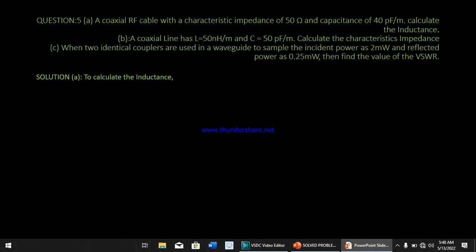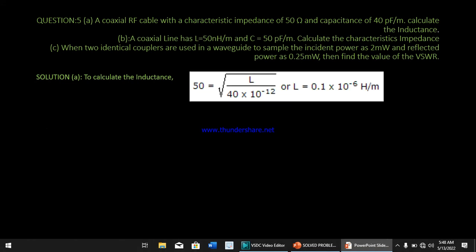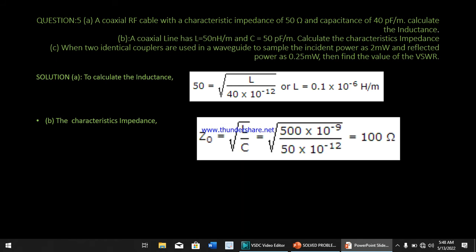Solution to question A, to calculate the inductance. Already we know that the characteristic impedance, which is Z0, is equal to the square root of L over C, that is the inductance over the capacitance, in a coaxial RF cable.